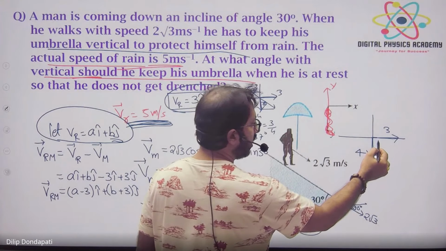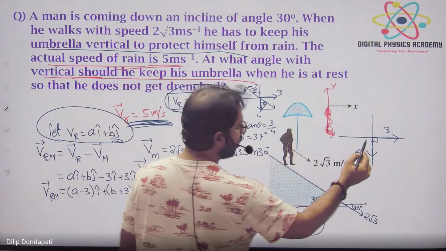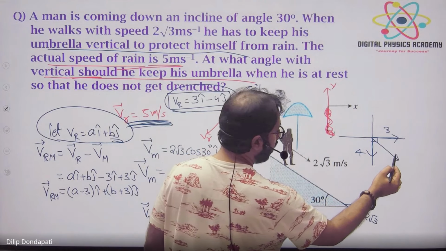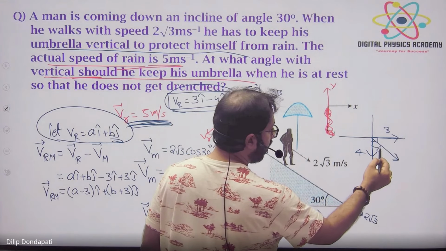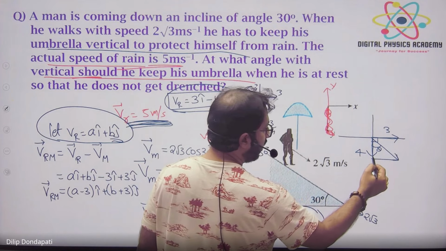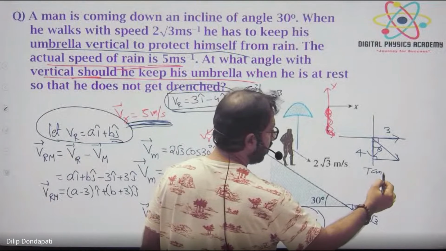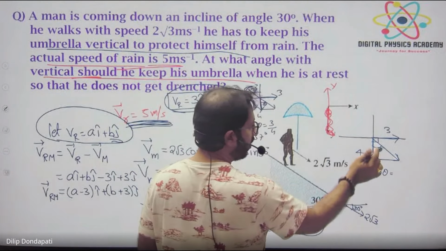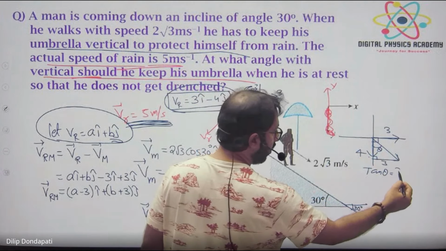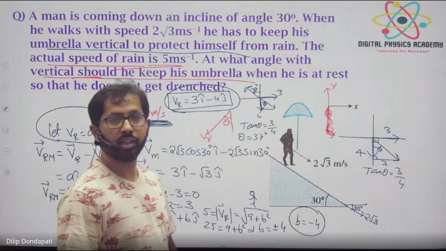The resultant of these two, how much will the magnitude be? 5. And how much is the angle? Tell me. Tan theta is what? Opposite by adjacent. Opposite is nothing but 3 only, by adjacent 4. So 3 by 4 is 37 degrees.